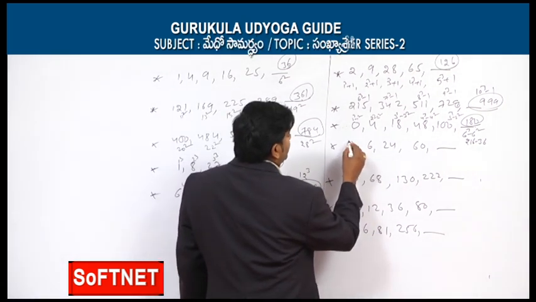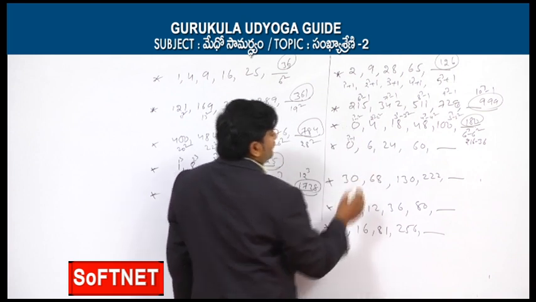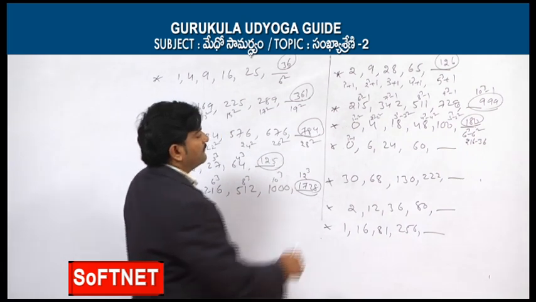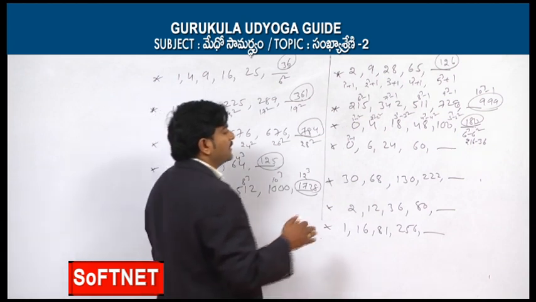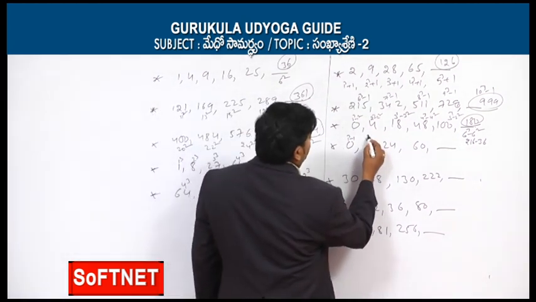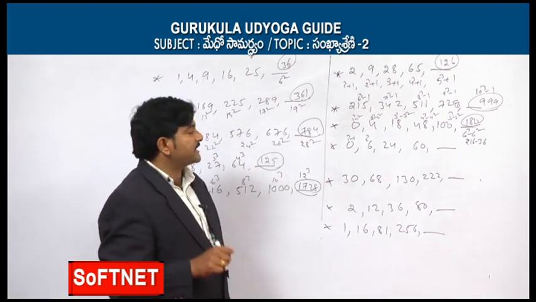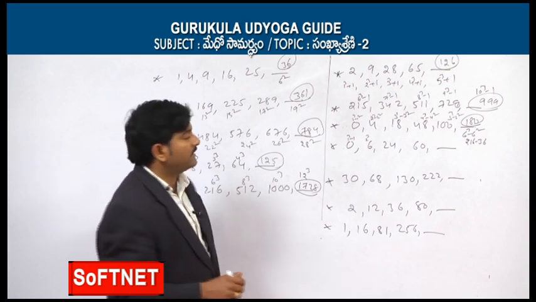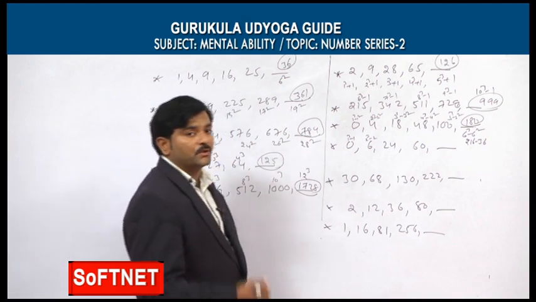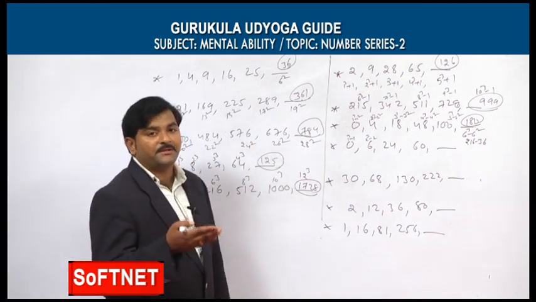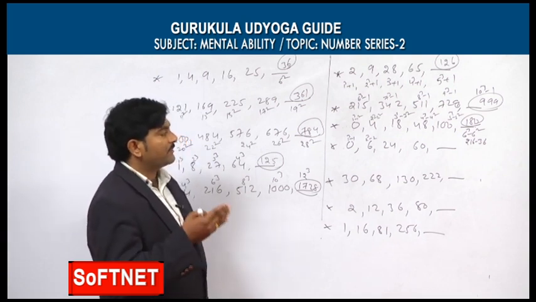For example, let's say think that this is 1 cube minus 1. 1 cube value is how much here? 1. 1 minus 1 means how much here? 0. Okay. Now we will see the second part. Second part is how much? 6 is there. 6 is obtained by subtracting 2 from 2 cube. What does it mean? 2 cube minus 2. 2 cube value is 8. 8 minus 2 how much? 6. Okay.